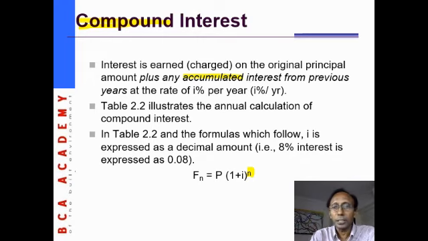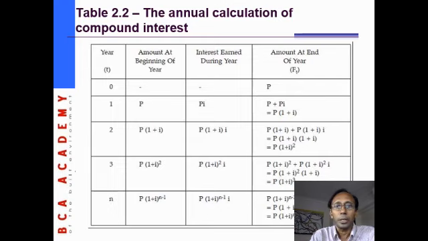And this is illustrated in table number 2.2. So look at this table. The vertical direction is the number of years. When you put in the principal on the 0th year, the principal value or the present value remains the same. 1 year later, it is just like simple interest. It is P times 1 plus I.